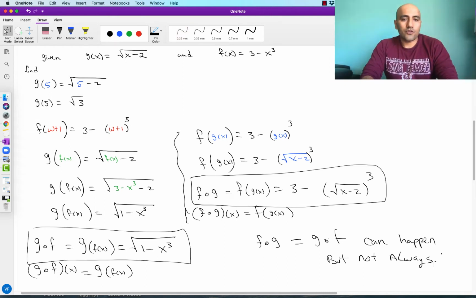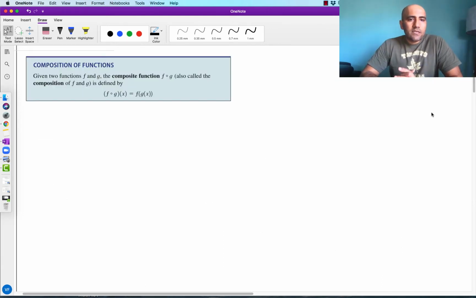Okay, so here is a formal description of this seen in your book. This is the formal definition presented by your author, composition of functions. This is found back in chapter 1, probably section 3-ish. It states that given two functions, f and g, the composite function, f composed with g, also called the composition of f and g, is defined by f composed with g at x, which is equal to f evaluated at g of x, right? So it's exactly what we've been working on.